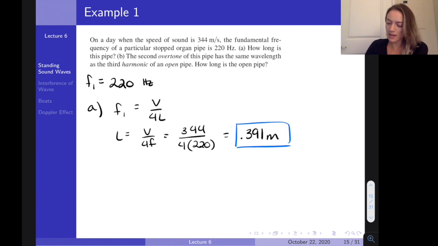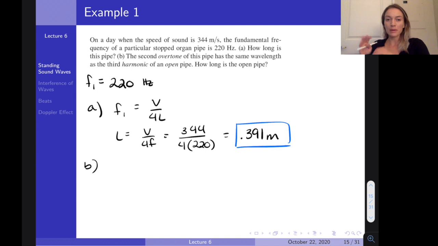And now we want to find: the second overtone of this pipe has the same wavelength as the third harmonic of an open pipe. How long is the open pipe? This one's very tricky because there's a lot of very particular wording you have to be careful of here. So let's start with the second overtone of this pipe.